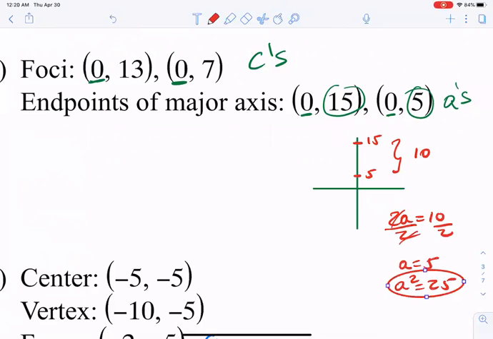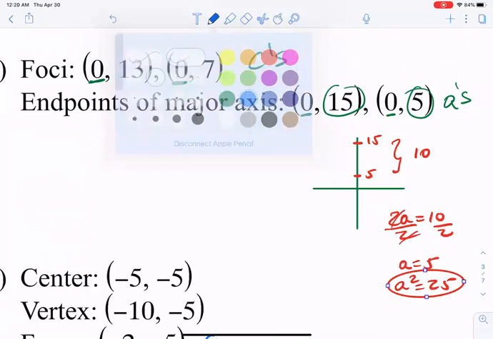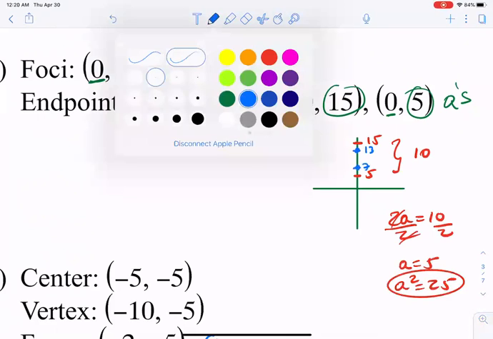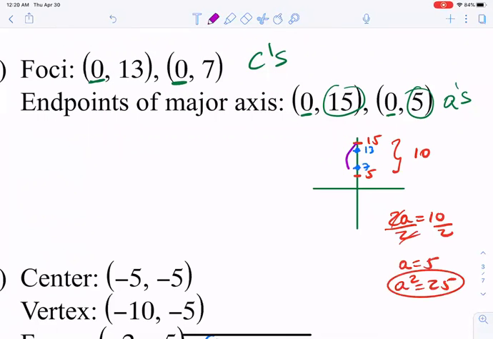Now, the C's. Can I find out what the C's are? Of course. The C's, I'm going to put that in my graph as well. So this is 0 for X, 13 for Y. That should be here. And then the other one is 0, 7, that's here. And remember, they follow the vertices, right? So if I can draw my picture right away, I know already what's going on. So this is my ellipse.